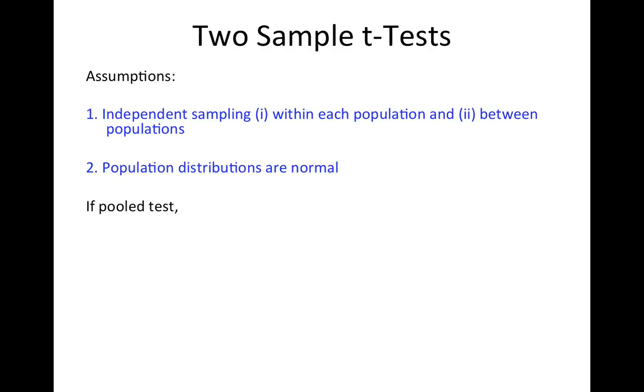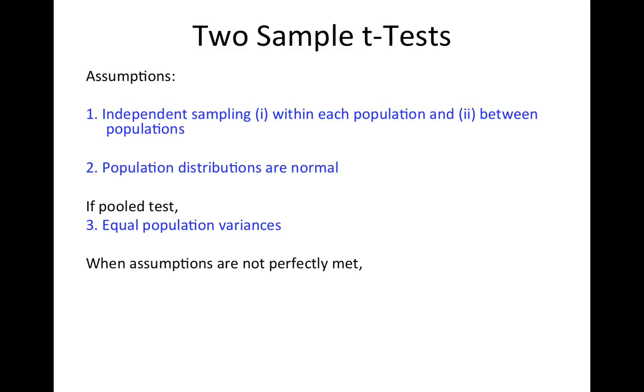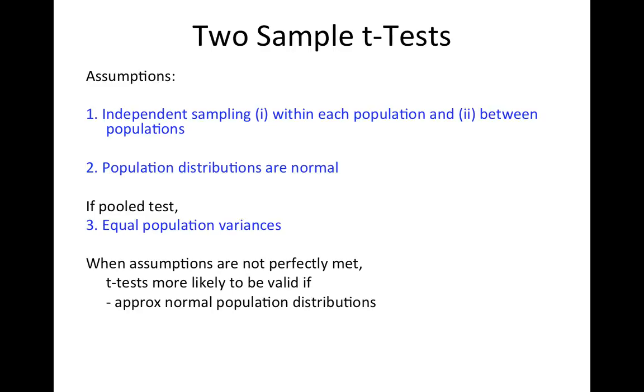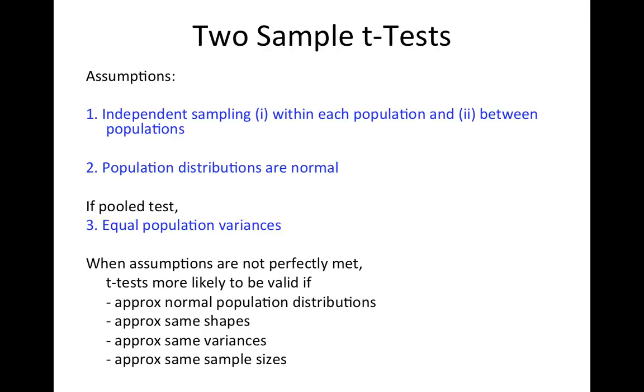If we're doing a pooled test, then we are saying that the two populations have equal variances. If these assumptions are not perfectly met, and we'll get more into this, the t-tests are more likely to be valid if the two distributions are approximately normal, approximately the same shape, approximately the same variances, approximately the same sample sizes. All those things help if these assumptions are not perfectly met, which of course they're not.